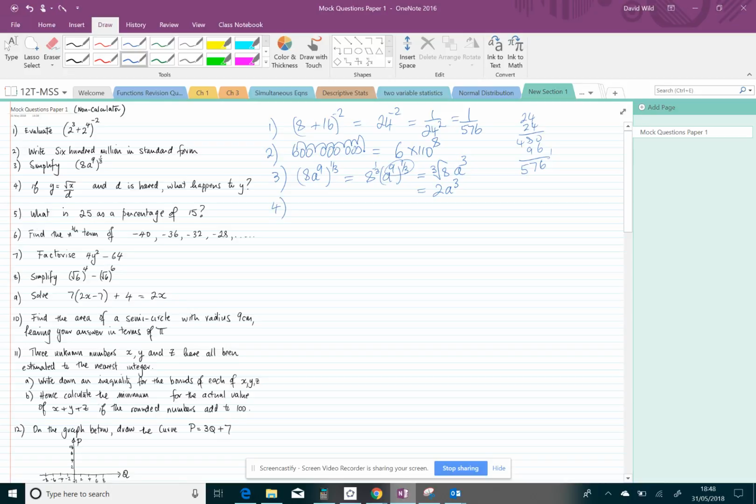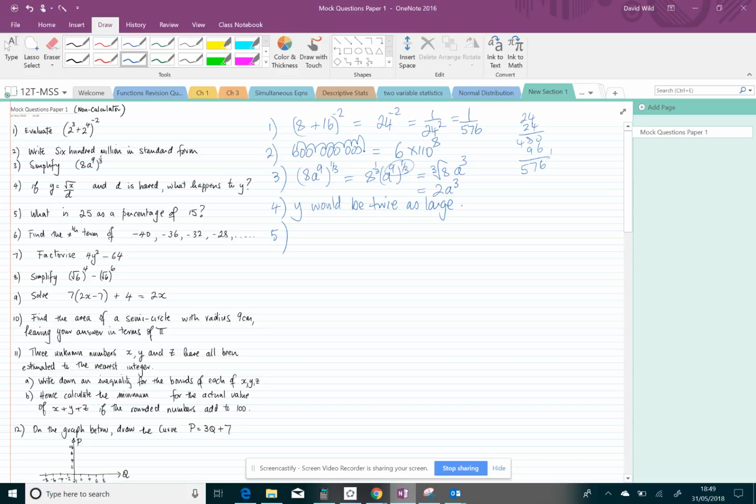Question 4. If d is halved, we're dividing by half of what we used to, and dividing by a half is like multiplying by 2. So y would be twice as big. Twice as large.